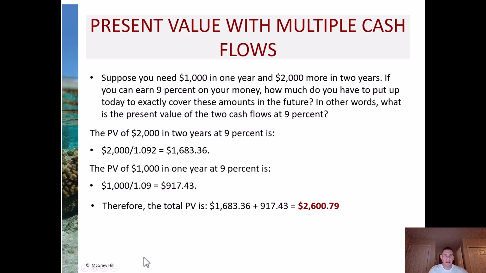So the PV of 2,000 in 2 years at 9% is 2,000 divided by 1.09 squared. Simple enough. Again, these are the present value factors. Look at the tables. Look at the intersection of 9% and 2 years. And then below that, we've got the other present value, 1,000 divided by 1.09. Again, look at your present value table, and you're looking for the intersection of 9%, and this one was 2 years from then.